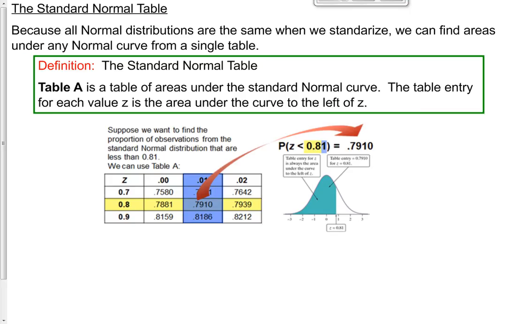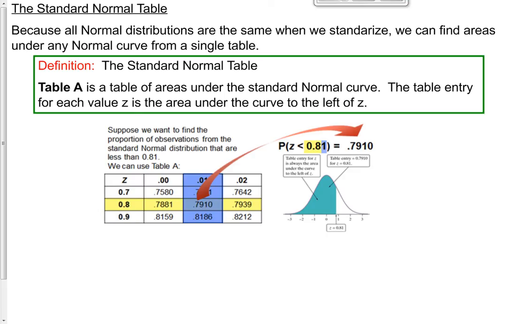So we're going to use our table A here, and you're going to need to have this out, so make sure you take out your table A that I gave you. Table A is a table of areas under the standard normal curve. The table entry for each value Z is the area under the curve to the left of Z. So what this does, class, is it gives us a percentile.